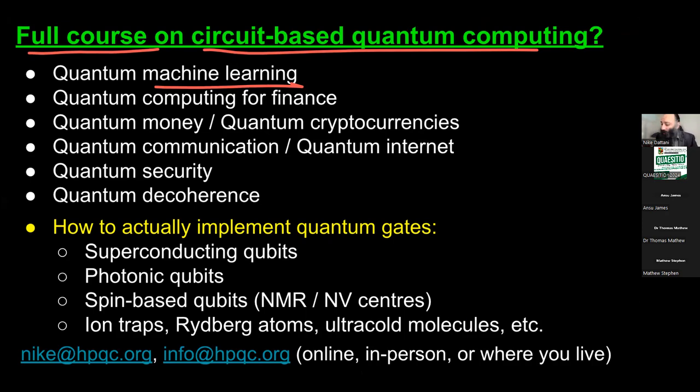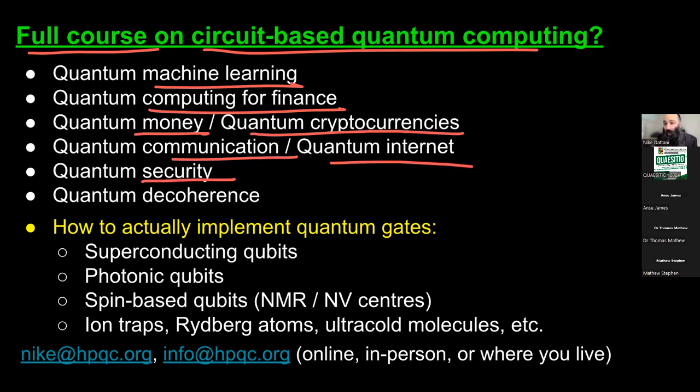We could teach you how to do quantum computing for financial applications, quantum money, quantum cryptocurrencies, quantum communication, quantum internet, quantum security. You can imagine if you want to find the password and you can only try one time to get the password. Instead of evaluating 2 to the n times for an n character password, we can do it maybe by checking only once.